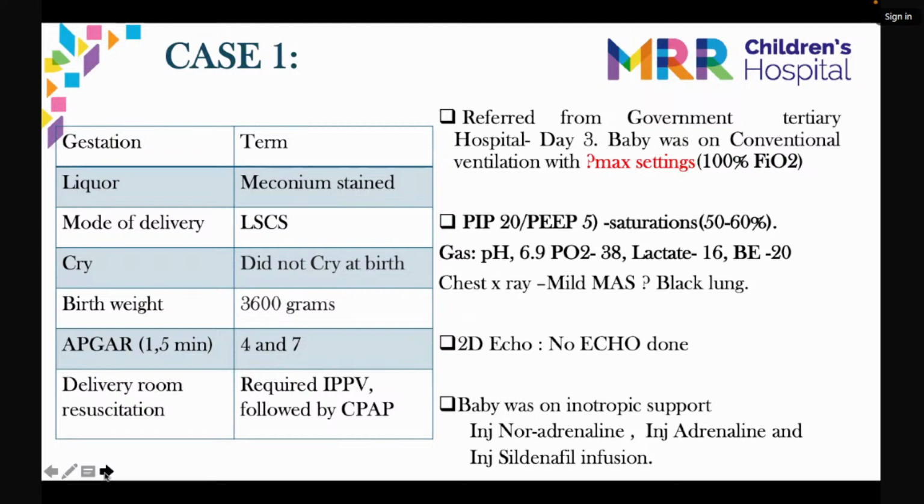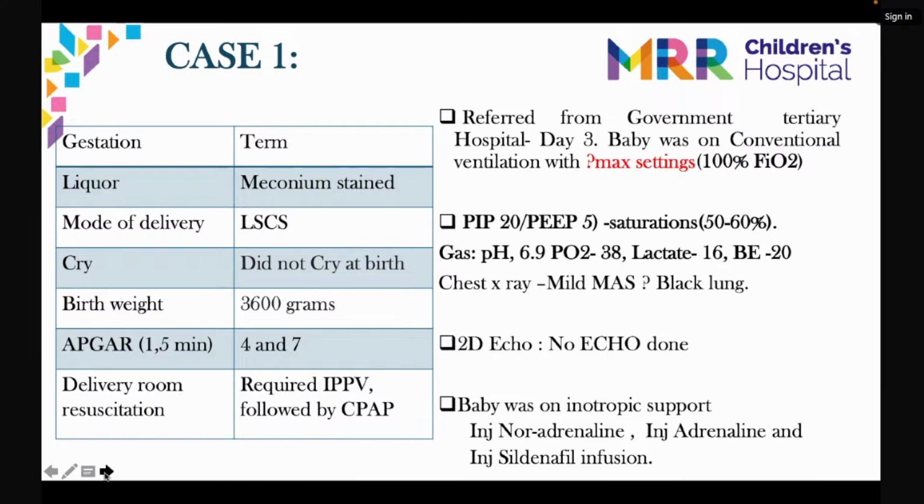The child required intermittent positive pressure ventilation followed by CPAP in the delivery room. The call came from a government hospital, which was a tertiary referral hospital, on day of life 3. The child was maxed out on the conventional ventilatory settings and had an FiO2 requirement of around 100%, but was saturating only around 50 to 60% on this.